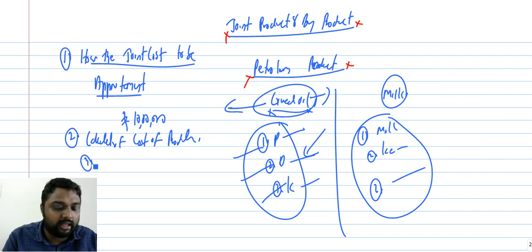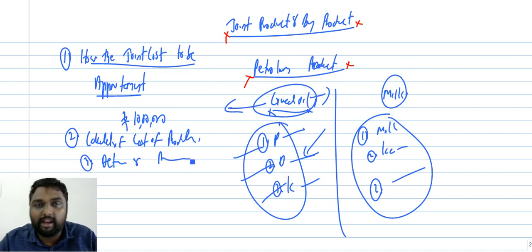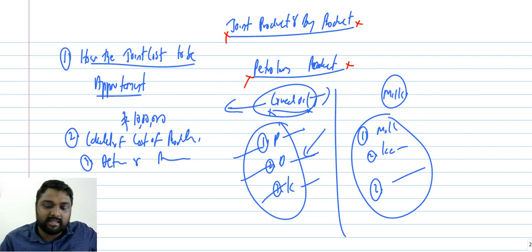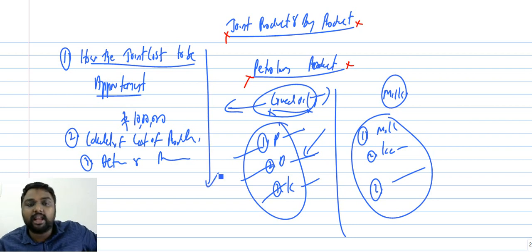What is the third thing? Determination of selling price and profitability margin. As per your cost, you want to add your profit margin and fix the selling price. These are the three things we have to discuss under the joint product area.